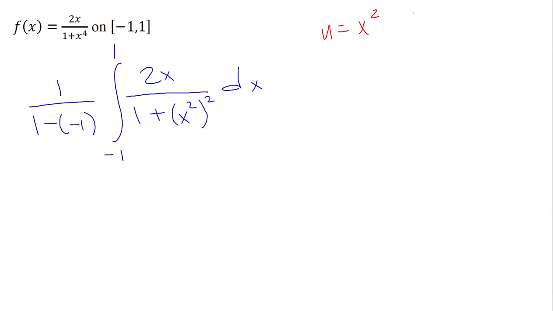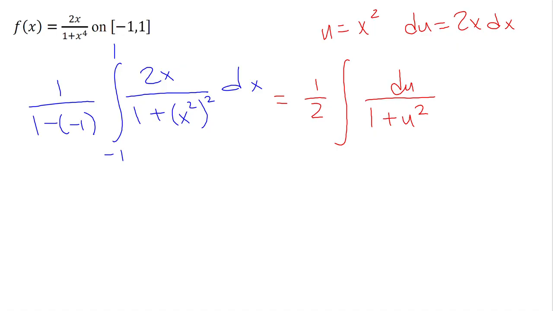So let's let u equal x squared, then du is 2x dx, which we should see gives us 1 over, well, 1 minus negative 1 is 2, so 1 over 2 times the integral of du over 1 plus u squared, which now becomes inverse tangent u when we integrate. But before we do that, we need to recognize, of course, that we just need to change our limits of integration. If x is negative 1, then when I square it, u is just 1.